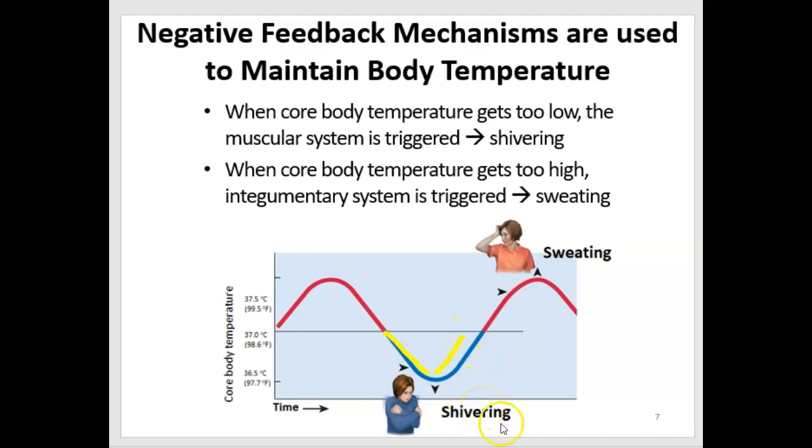The same thing happens when we become too hot. So you're outside, you're working hard in the yard in the August heat, and your body gets too hot. The brain senses that and tells the sweat glands to cool your body, to make more sweat, and the heat evaporates with the water and your body temperature goes back down. So again, that's a negative feedback mechanism.